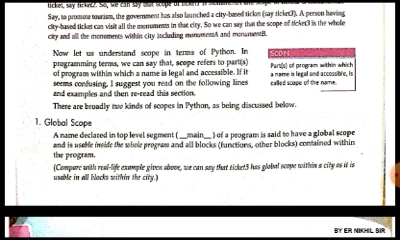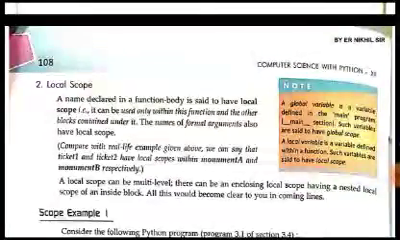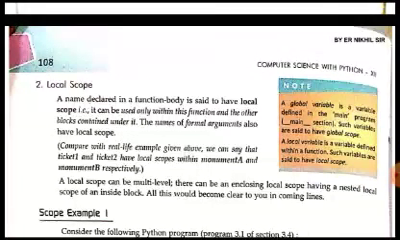So they will be accessible within all the blocks in the program. Okay, now what is local scope? Local scope means a name declared in a function body is said to have local scope, that is, it can be used only within this function and the other blocks which are contained under it. Okay, so this is the difference between the two types of scopes.